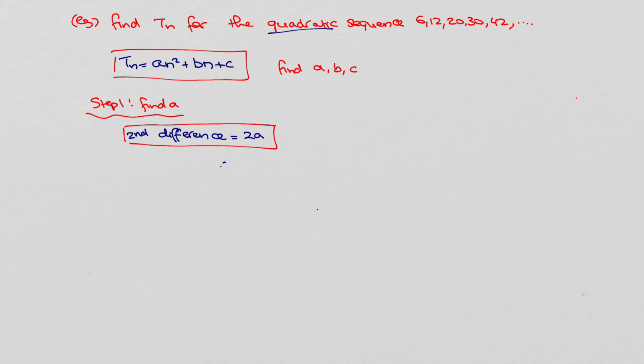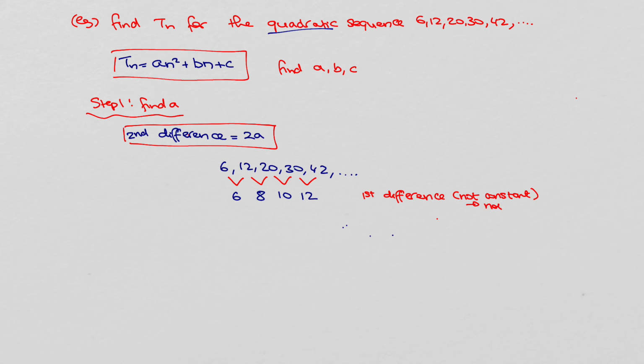So let's look at our sequence. Well, we have 6, 12, 20, 30, and 42. So if I get the first difference between each of these numbers, 12 minus 6 is 6, 20 minus 12 is 8, 30 minus 20 is 10, and 42 take away 30 is 12. So again, as we see, the first difference is not constant, and therefore not linear, so not arithmetic.